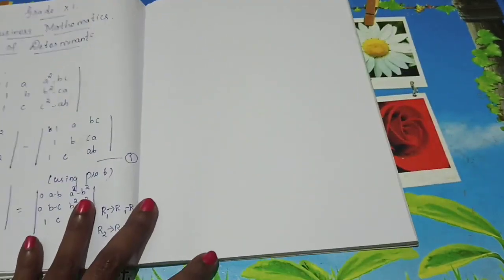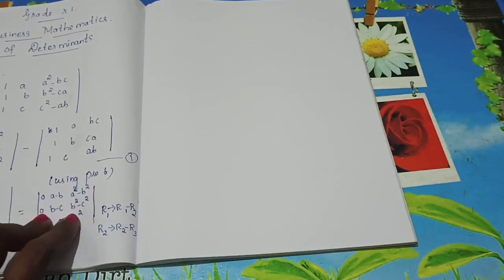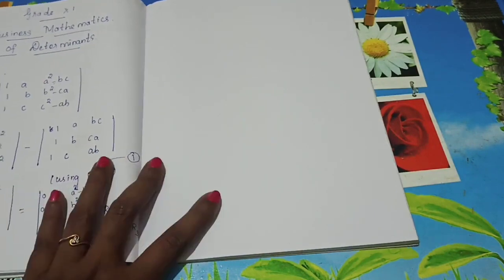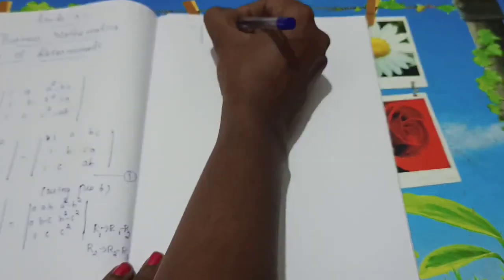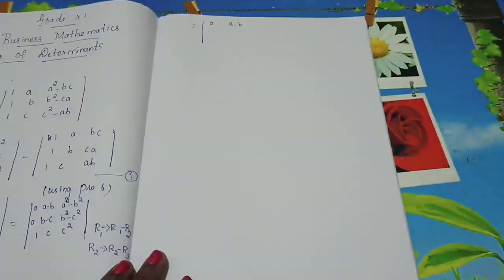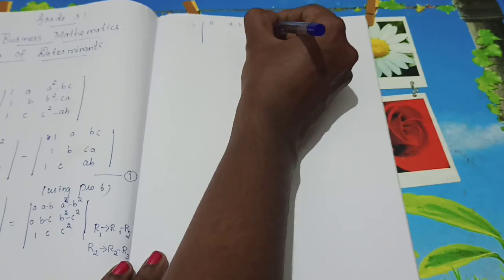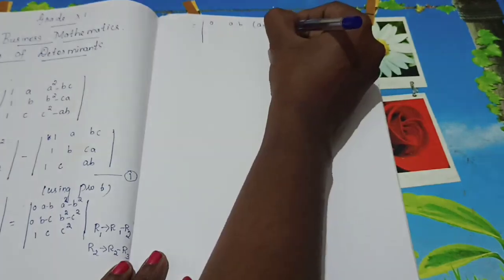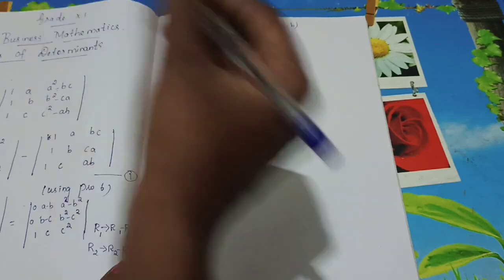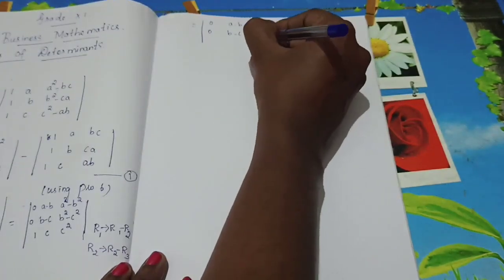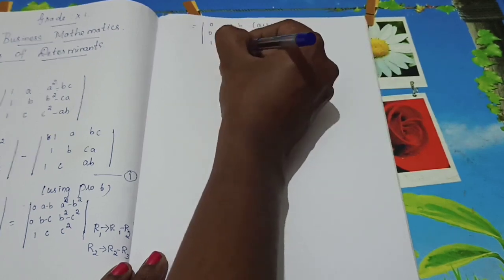Next, I am going to change this into the form of a square minus b square. So that is equal to 0, a minus b. Already in lower classes you have learned the formula for a square minus b square: a plus b into a minus b. Here 0, b minus c. Next also we are going to change, so b plus c into b minus c. Last row as it is.